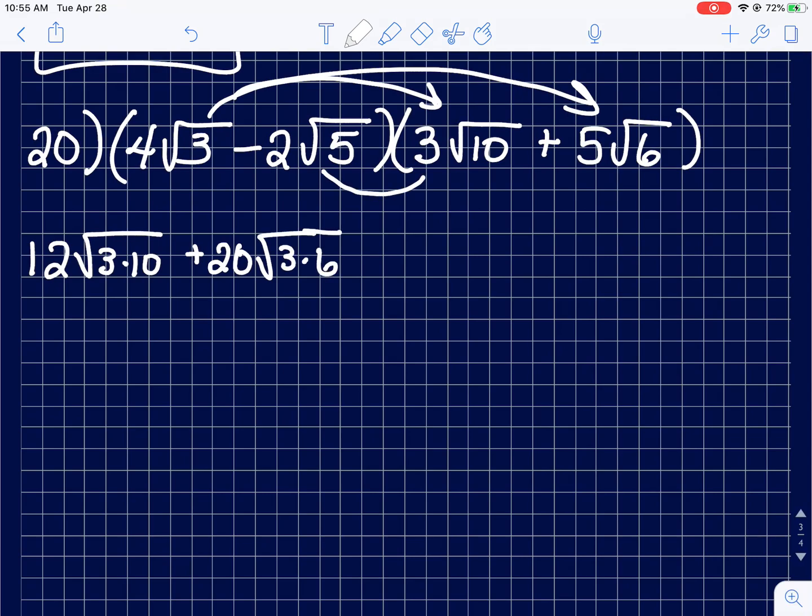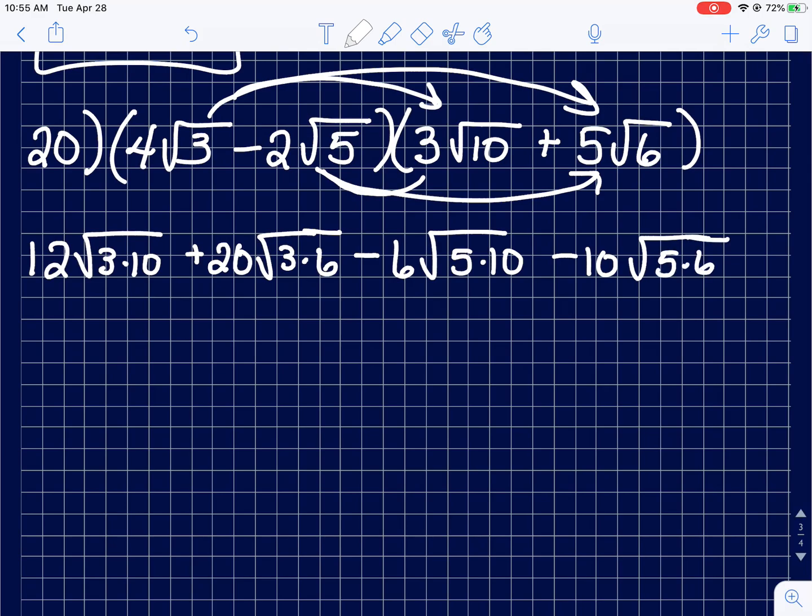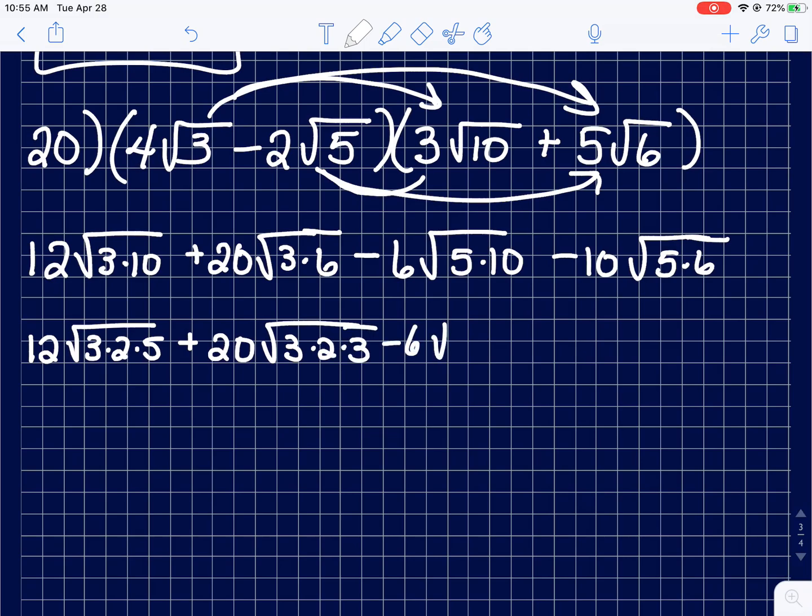Then we're going to do the inside ones. So that's negative 6 on the outside, and then 5 times 10 on the inside. And then last times last will be negative 10 root 5 times 6. Okay? And so now I'm going to prime factor. So the first one is 12 root 3 times 2 times 5. The second one is 20 root 3, and 6 is 2 times 3. The next one is negative 6 root 5 times 2 times 5. And then the last one is negative 10 root 5 times 2 times 3.